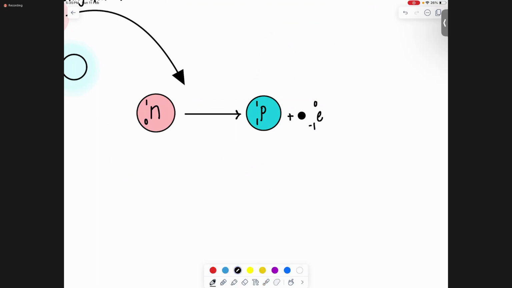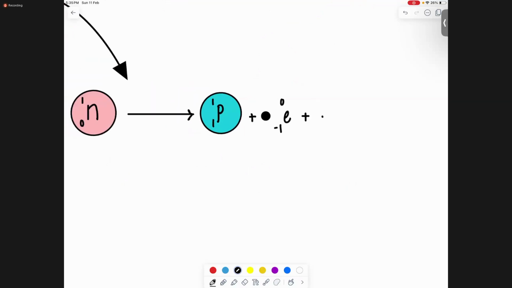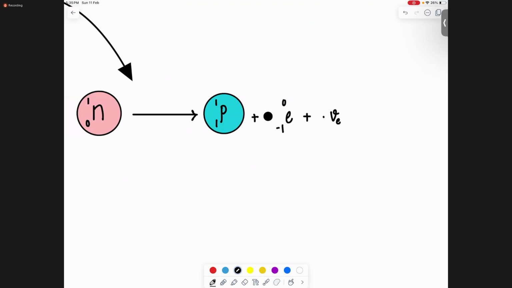That particle is in the new syllabus. It is a very small particle and it's of no charge actually. It's called an anti-electron neutrino. You have to learn this. So from now on, when you show beta decay, you have to show that it also comes with an anti-electron neutrino.